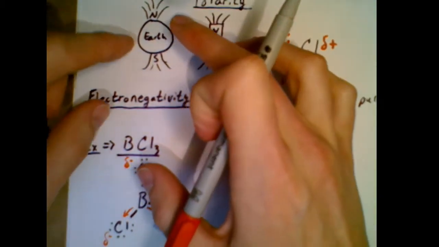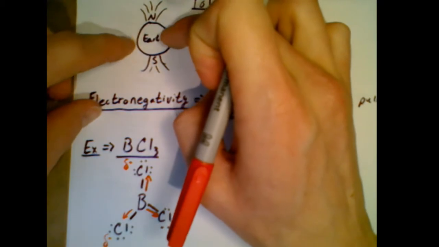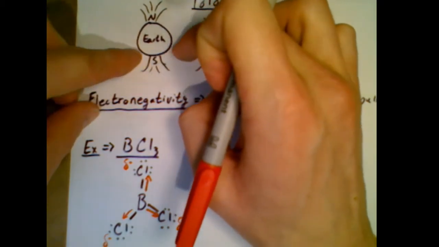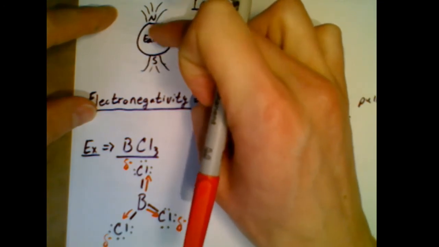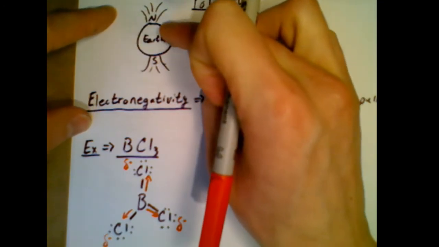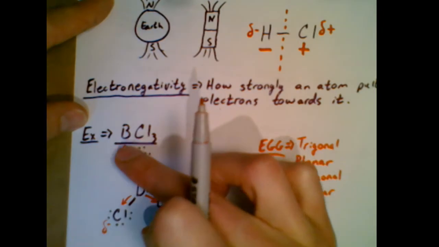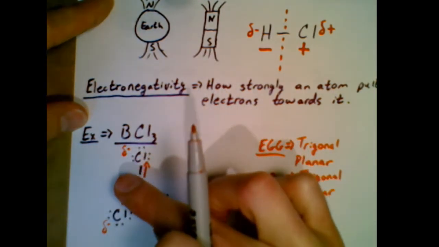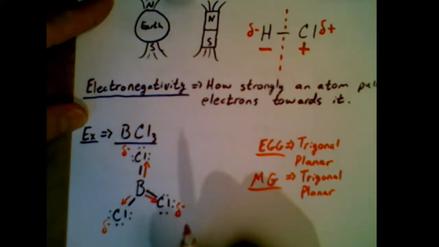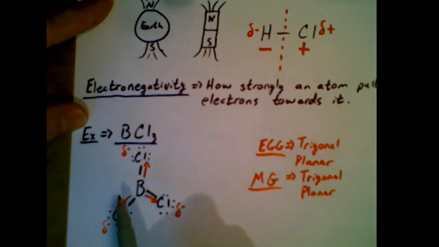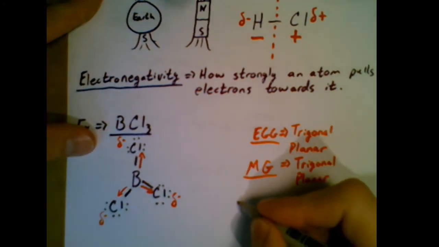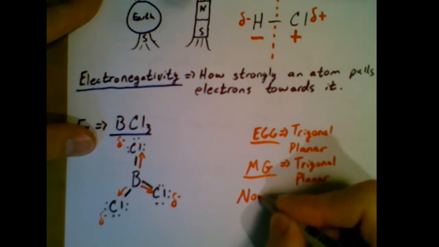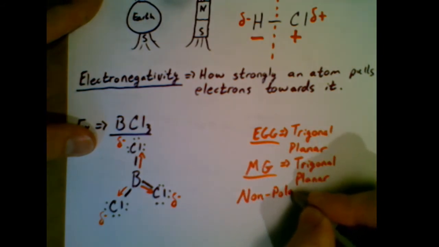Imagine if the Earth had equal magnetic pull in all areas all around it. Well, you wouldn't know which is north and which is the South Pole according to magnets. And the same thing here, you don't know which is positive and which is negative because the whole outside is negative. Because this molecule is the same all the way around, this molecule is non-polar.